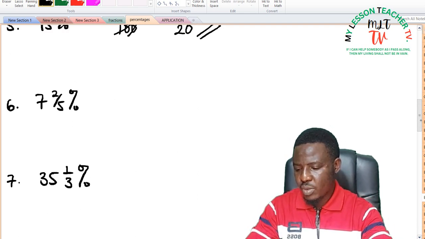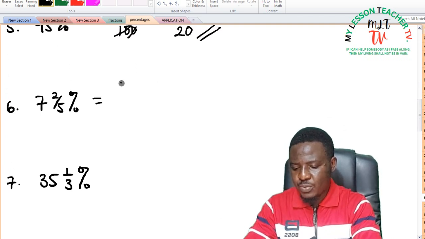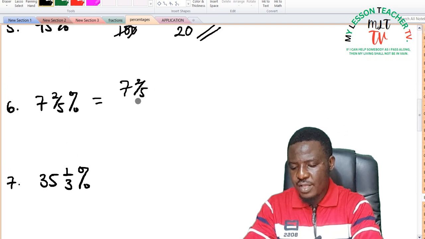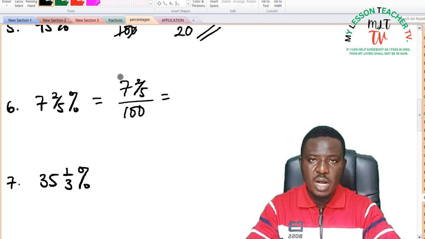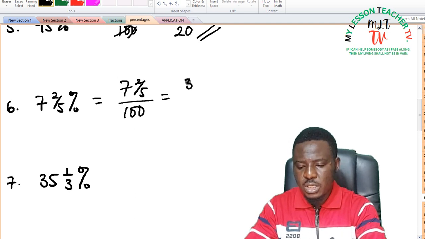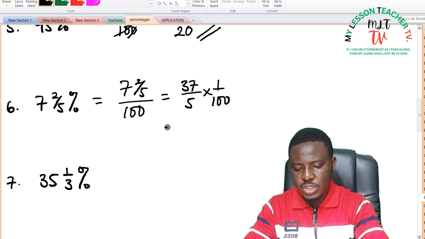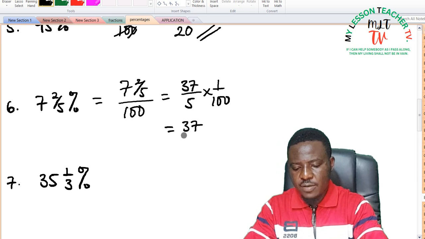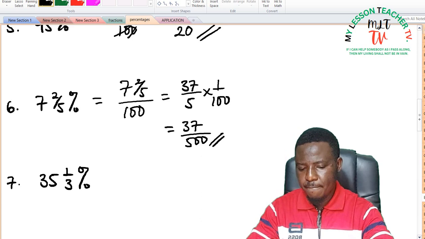Question 6. We have 7 whole number 2/5%. This can be expressed as 7 2/5 divided by 100, which is equal to, you express the numerator as an improper fraction. 5 times 7 is 35, plus 2 is 37 divided by 5 times 1/100, which is equal to 37 divided by 500. And nothing else can simplify it further.